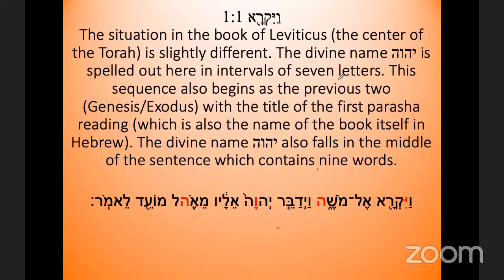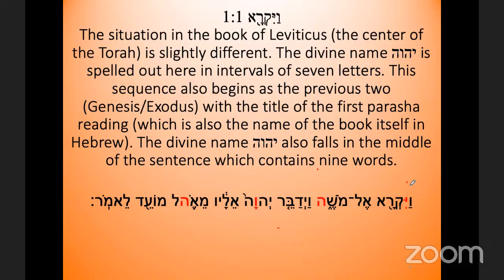And then we come to the book Vayikra, the situation in the book of Leviticus, just the center of the Torah, slightly different. The divine name, Yud-He, Vav-He, is spelled out here in intervals of 7 letters. The sequence also begins at the previous two books with the title, the first parashat, so Vayikra, it's the name of the book and the first parashat that we read in the book. And the divine name falls into the middle of the sentence, which contains 9 words. So the book in the middle of the Torah, and then we have the divine name in the middle of the first sentence. So we have Vayikra, and he called.